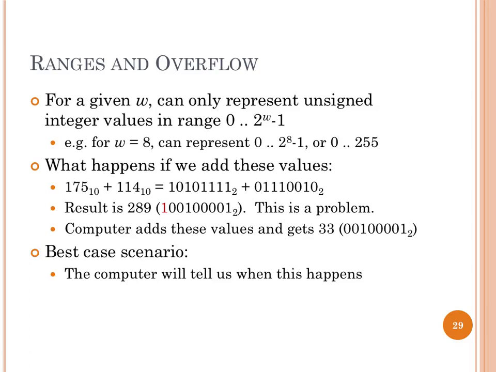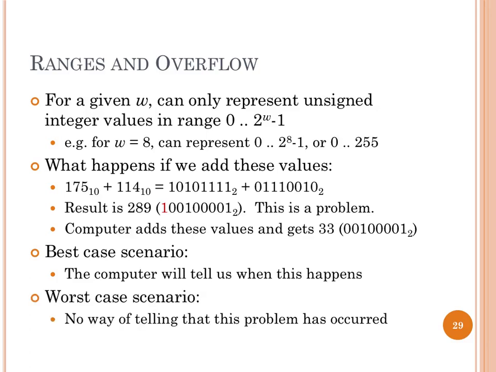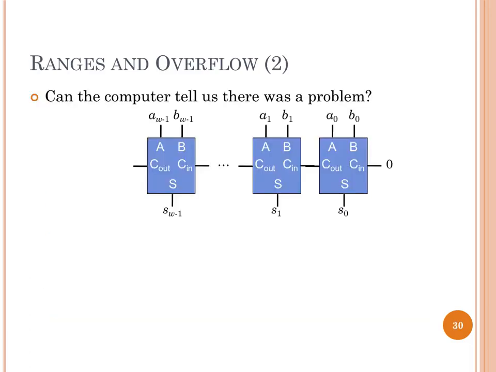So, ideally the computer tells us that there was a problem. Worst case, your multi-million-dollar spaceship blows up. Things like that happen. You irradiate people with too much radiation and they die. Okay? These are things that have happened. So, sad, right? These kinds of systems can fail in these ways. Okay? So here's the question. Can the computer tell us there was a problem?